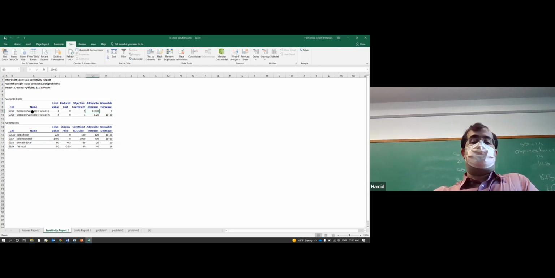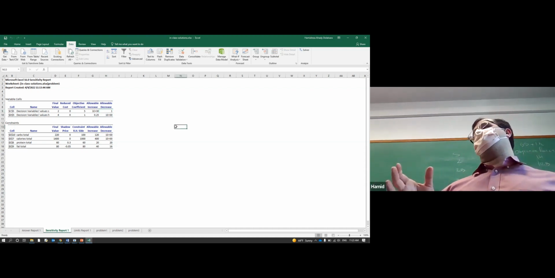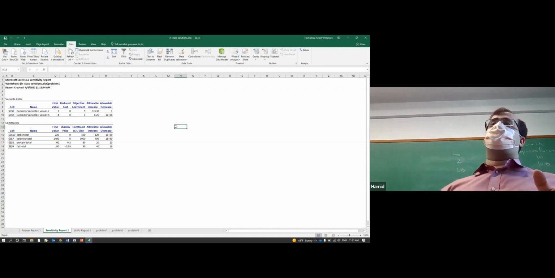So for the sandwich, if you make it $1 cheaper, it doesn't change your optimal solution. It changes your objective function because the cost comes from the coefficients of sandwich and hash brown, but it doesn't change the number of sandwiches and hash browns. It would be the same. And if they increase infinitely, you still have to make two sandwiches.